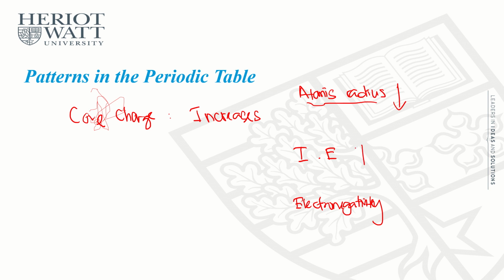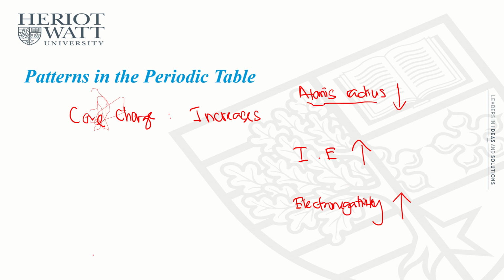And what happens to the ionization energy when core charge increases? Of course, ionization energy will increase. When core charge increases, it means stronger attraction, so more energy is required to remove the electrons from an atom or an ion. Electronegativity: when core charge increases, the tendency to attract or accept an electron will increase. The same reason: stronger core charge, stronger attraction force, so the tendency to pull extra electrons into the atom is higher. Okay, so this is how core charge affects atomic radius, ionization energy, and electronegativity.